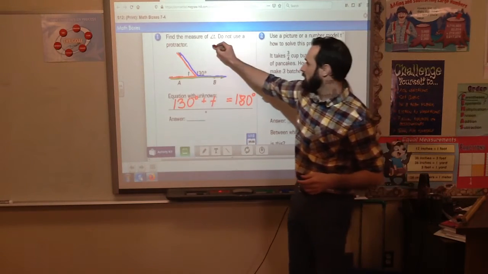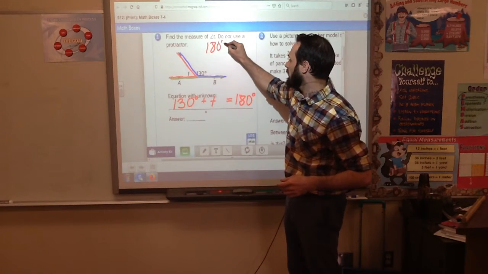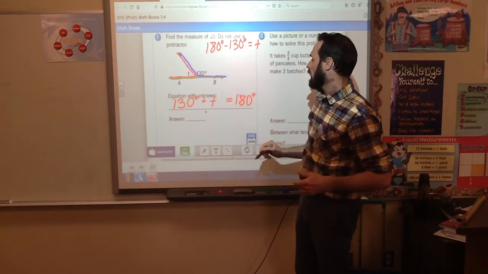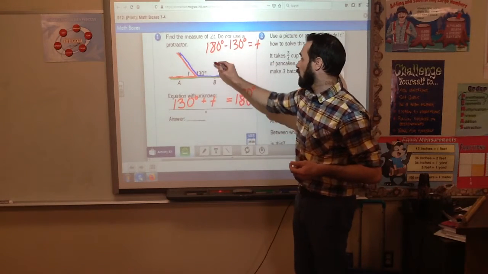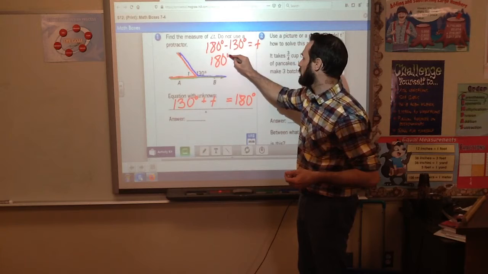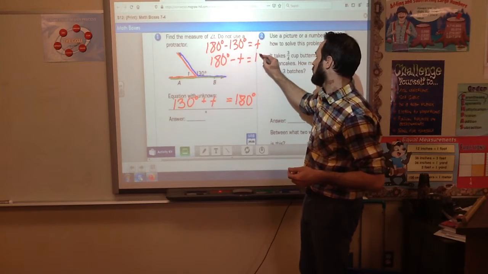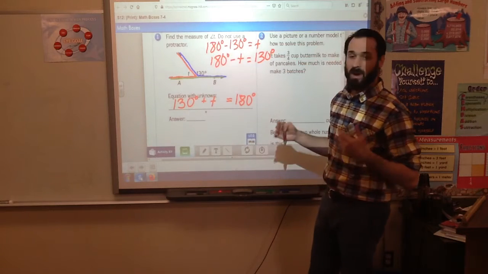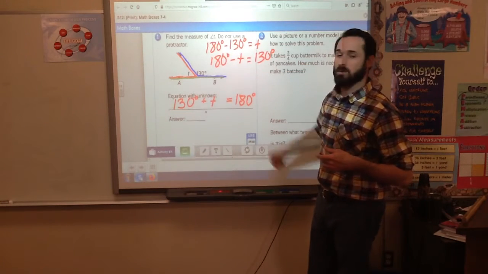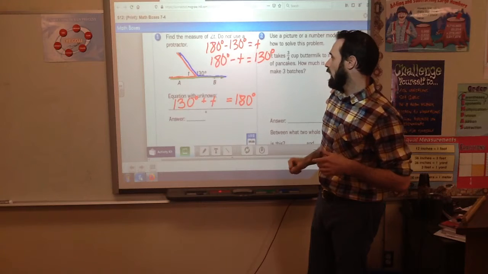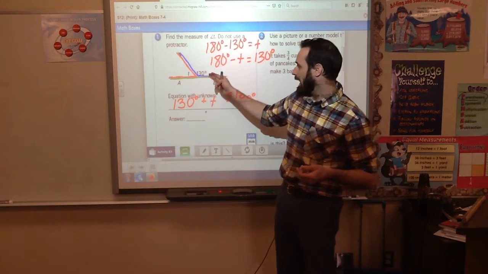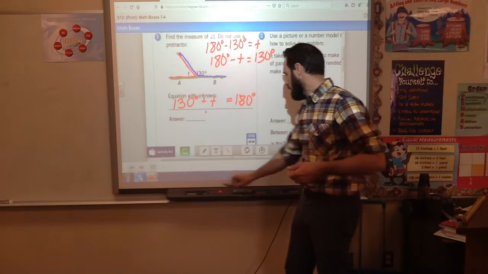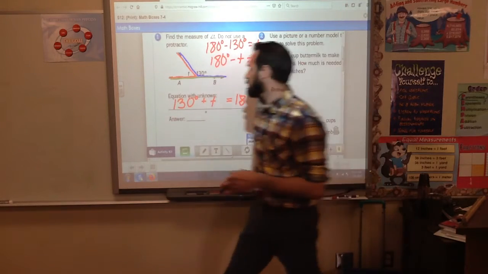Some other ways that you could have written this: 180 minus 130 degrees equals t, or 180 degrees minus t equals 130 degrees, or you could have had these flip-flopped. But either way, that doesn't really matter. Any of those would be acceptable. To actually solve it, you could add to 130 to get up to 180, or you could subtract.